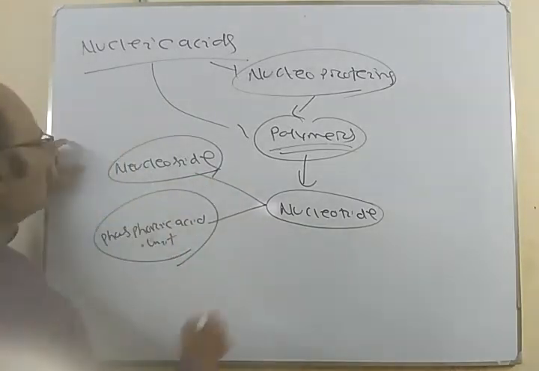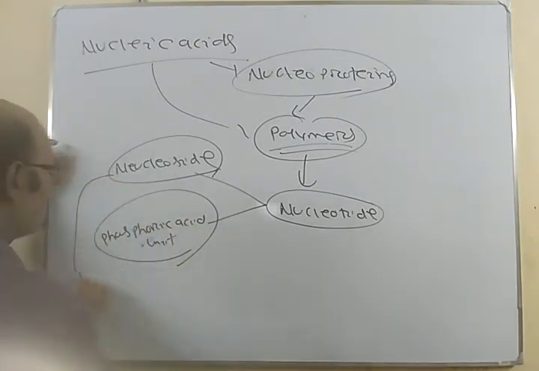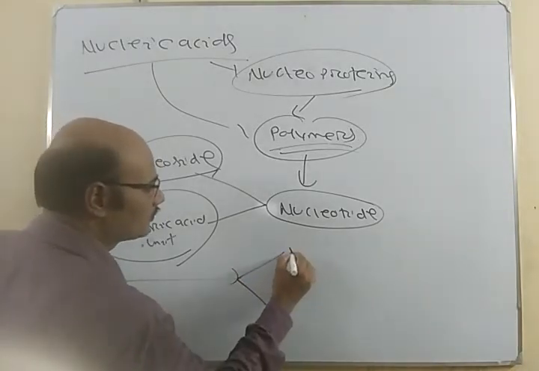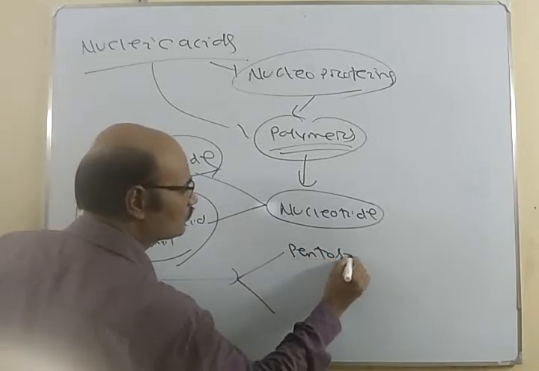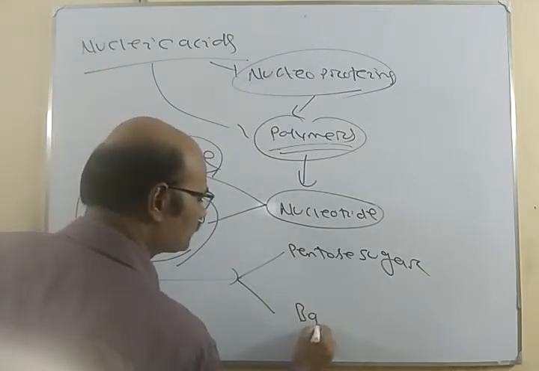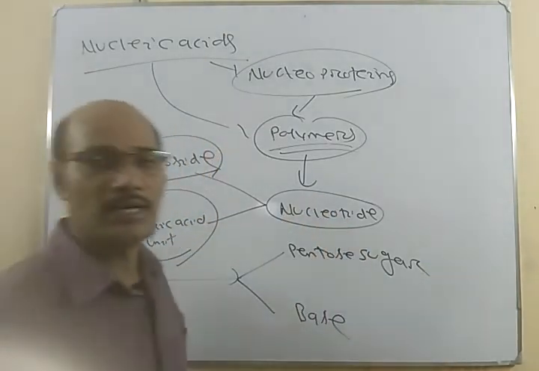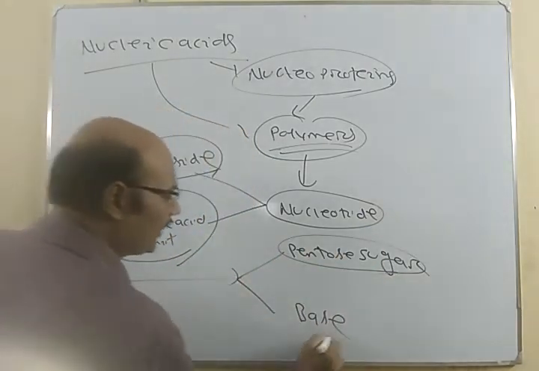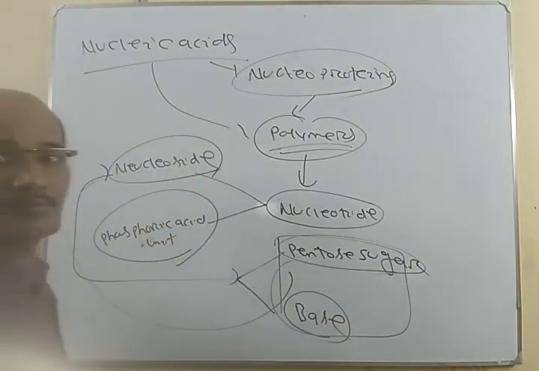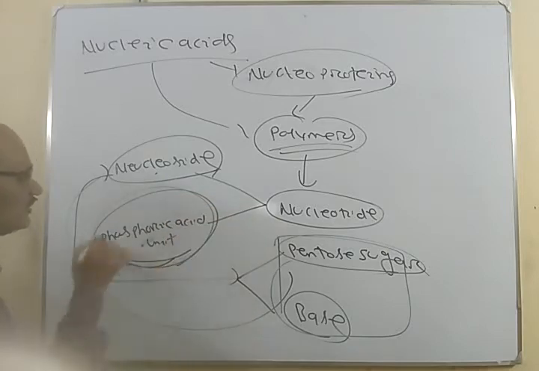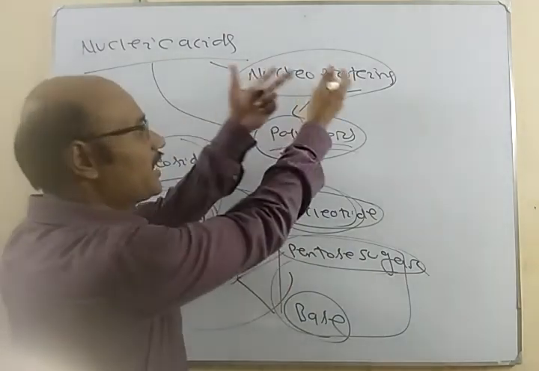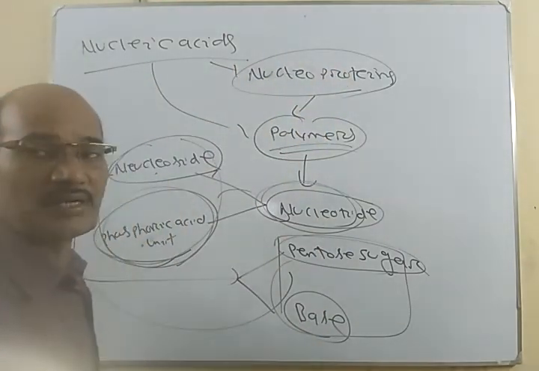Now this nucleoside consists of what? Two things: a pentose sugar and a base. So a pentose sugar and a base constitute the nucleoside. The nucleoside and the phosphoric acid unit form the nucleotide, and the nucleotides form the nucleoproteins, that is, the nucleic acids.